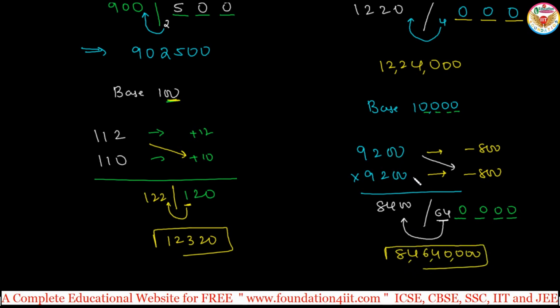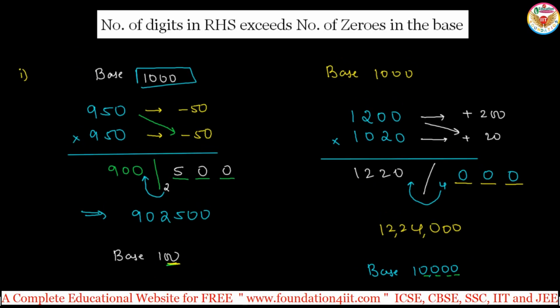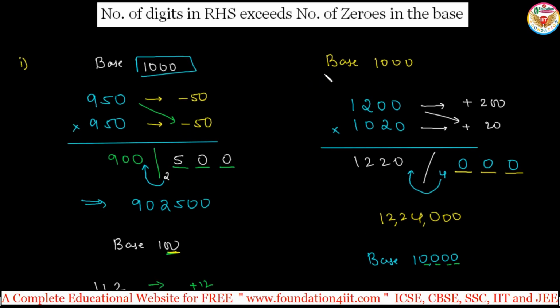So 9200 into 9200. You can use this base method in this situation, in case the number of digits in RHS exceeds the number of zeros in the base. So this carry over to the LHS, this method only you can observe. In very few cases, the number is close to the base as well as exceeds it. So you can apply this method.